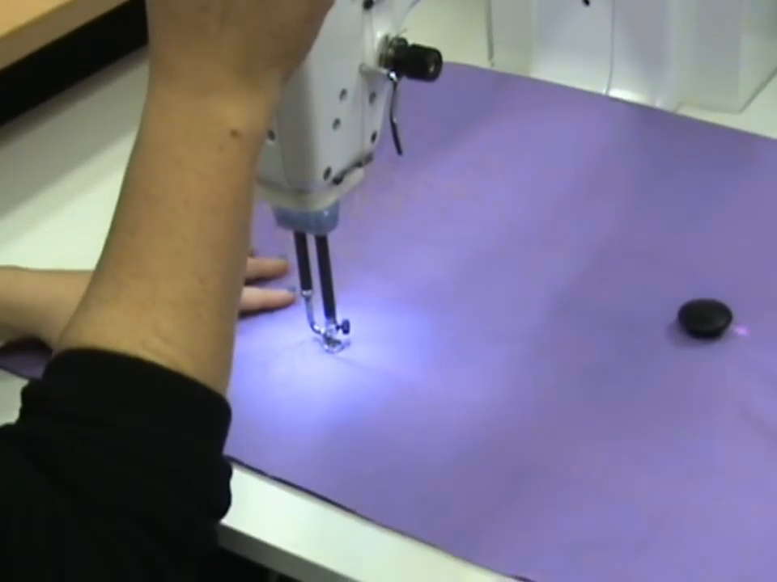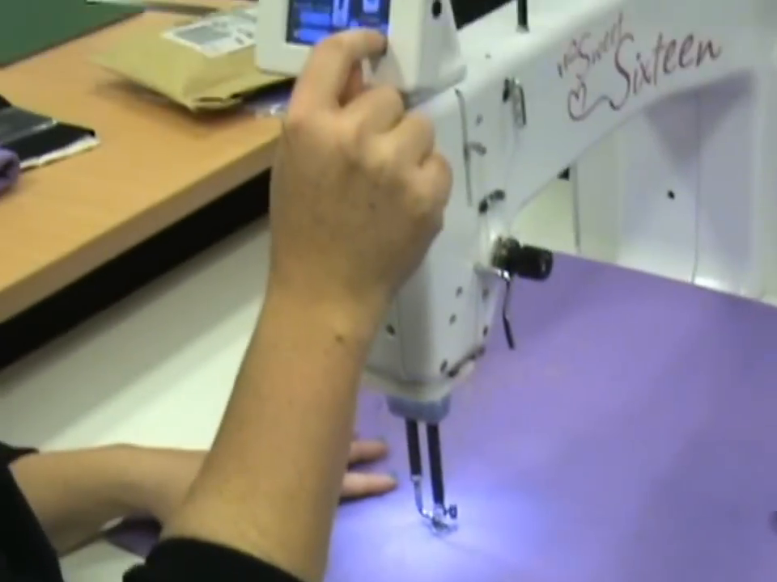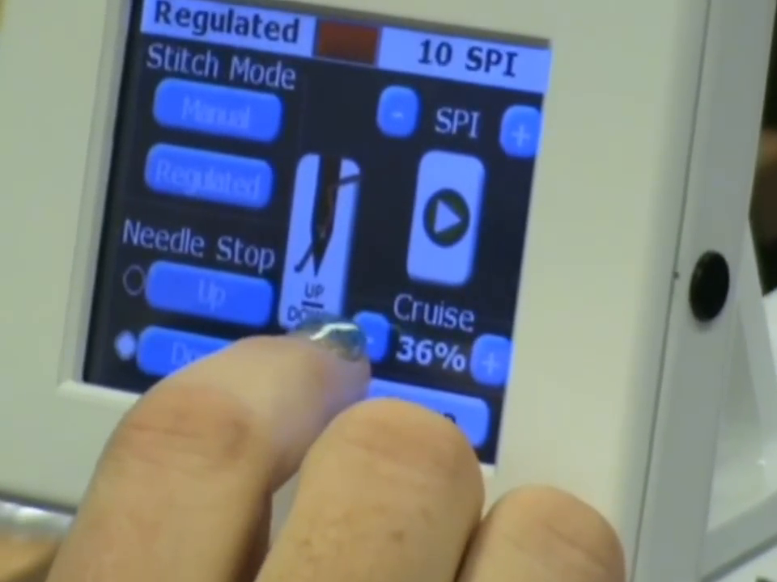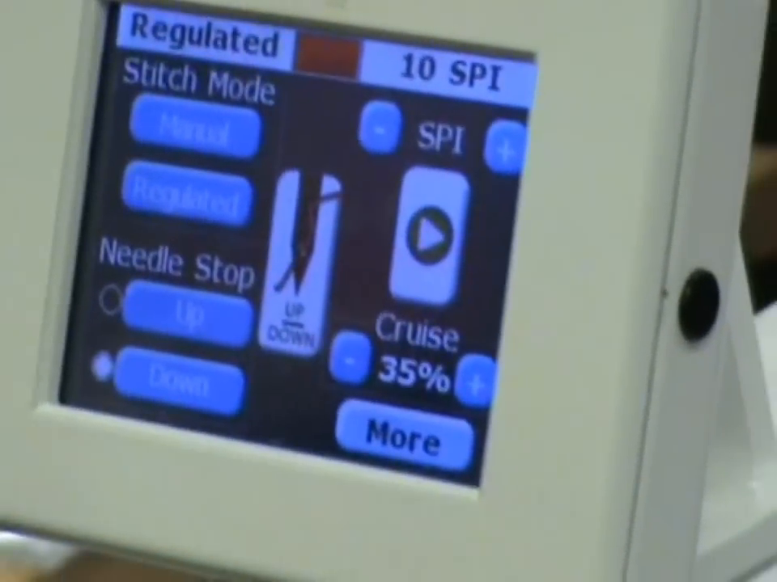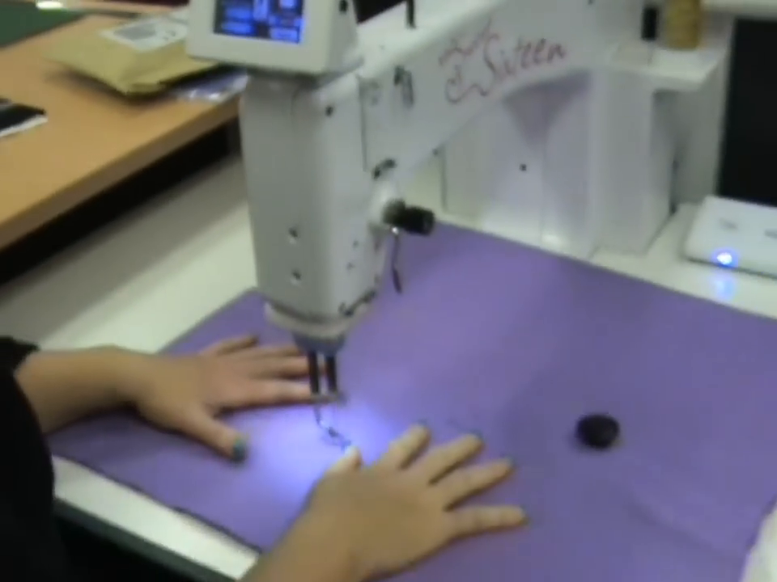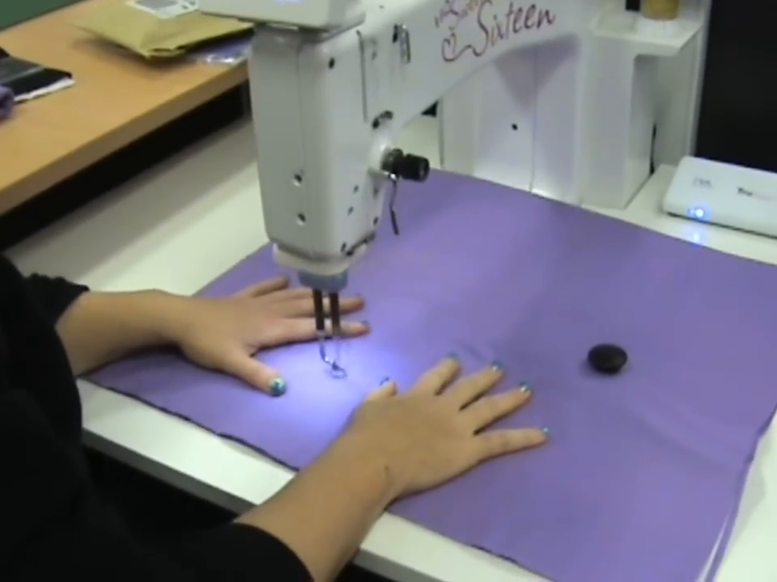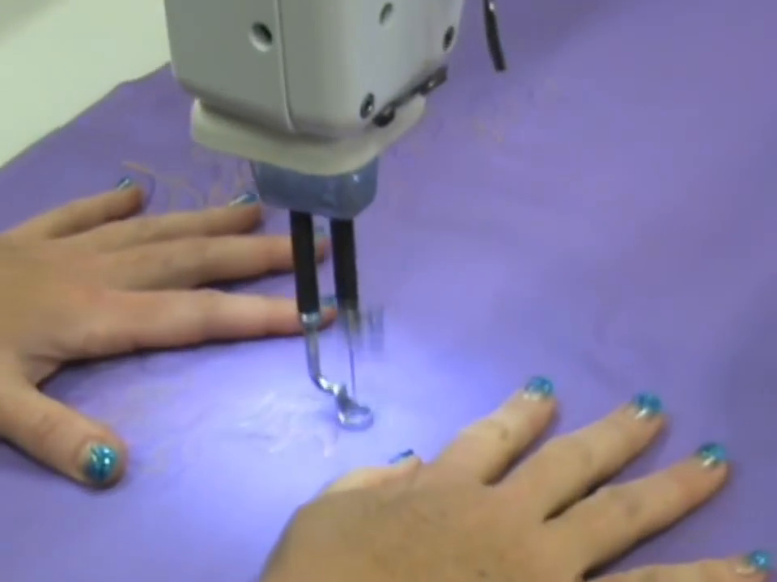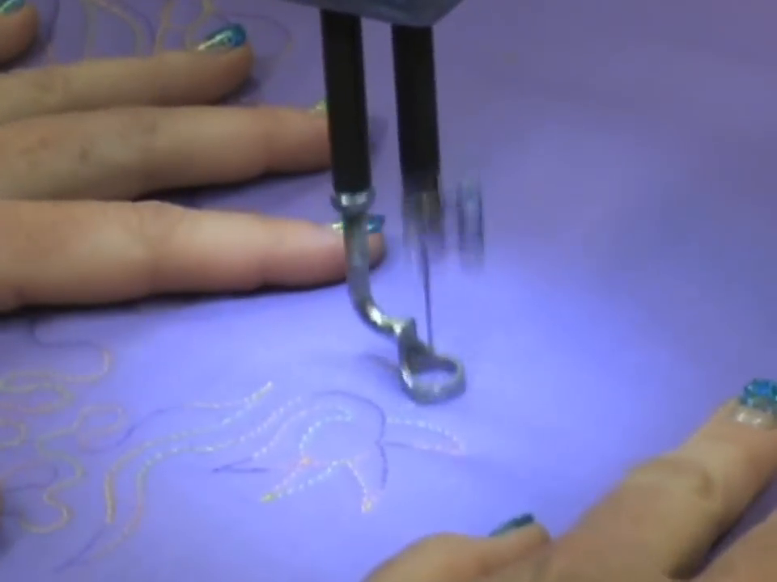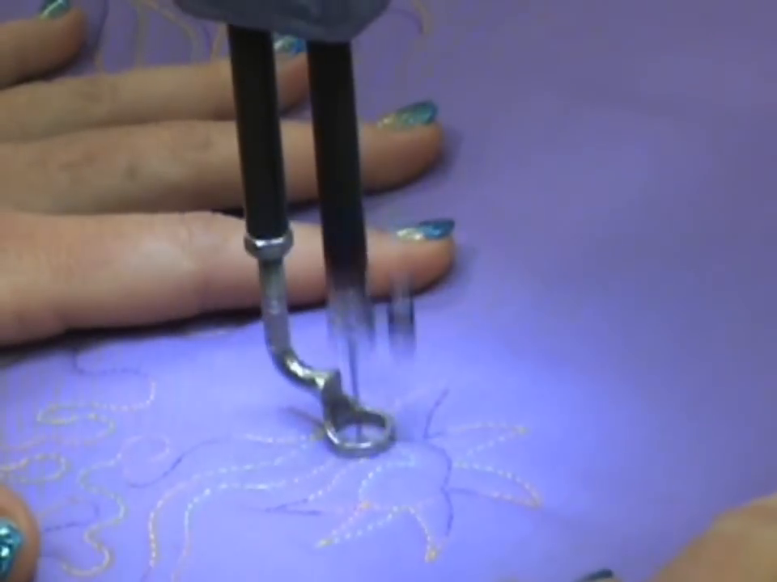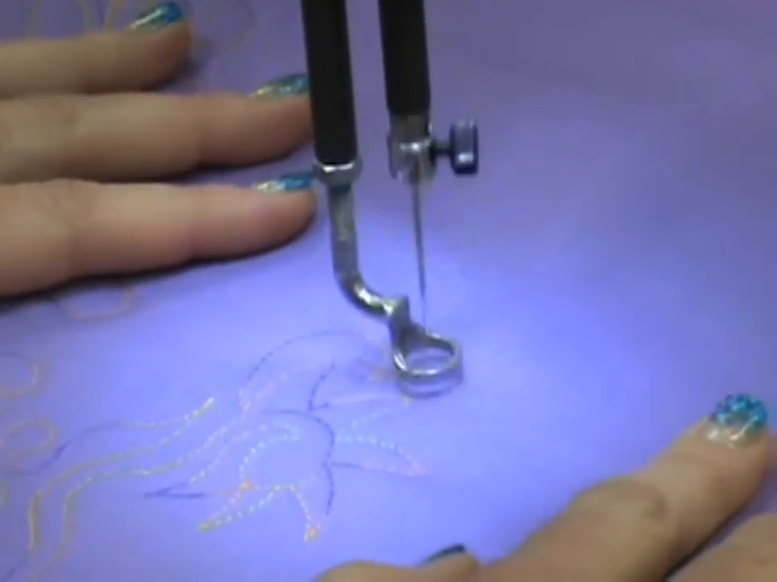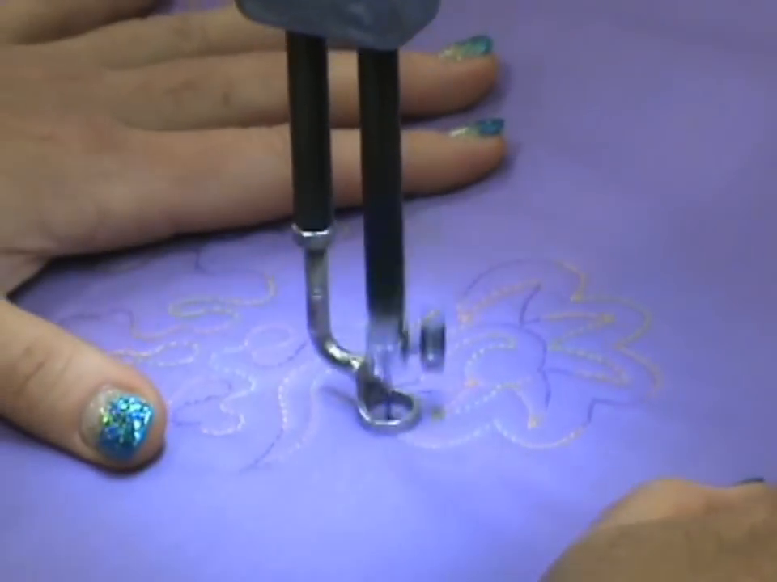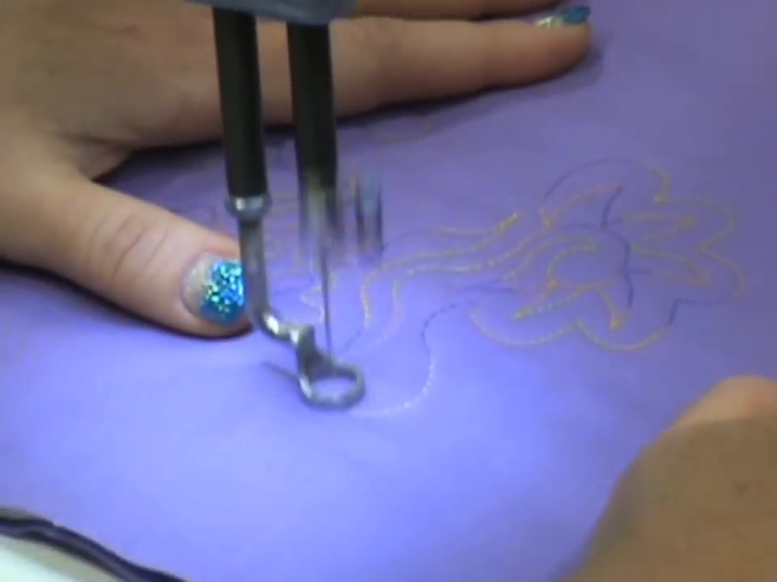So for me, I quilt around 40%, or 35 to 40%, say. Okay. I still need to be moving my hands at a nice constant speed for TruStitch to be able to regulate nicely.